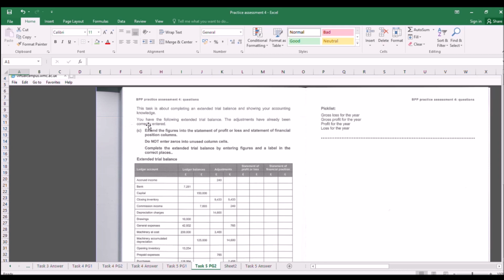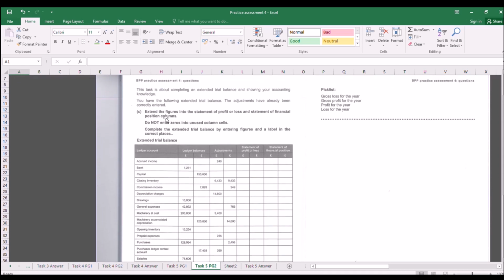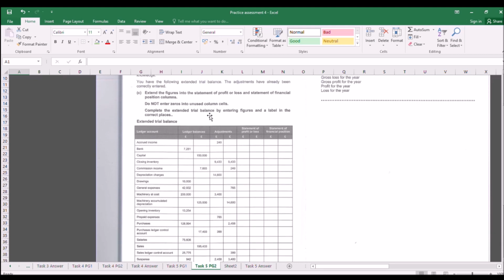Right, okay, you've got the following extended trial balance. The adjustments have already been correctly entered. Oh, right, so we've got some adjustments already in. Extend the figures into the statement of profit and loss accounts on the financial columns. Oh, that's all a bit dull, isn't it? Right, okay then. So here we go.